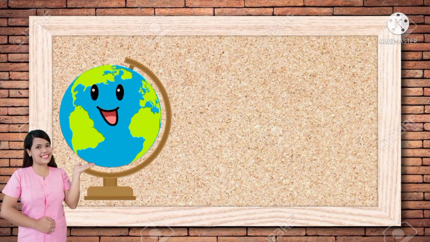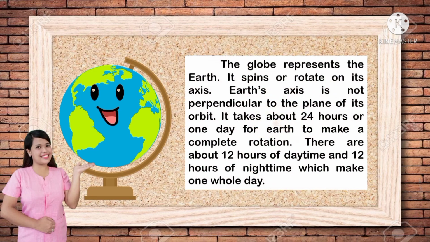From our activity earlier, the globe represents the Earth and it spins or rotates on its axis. Earth's axis is not perpendicular to the plane of its orbit. It takes about 24 hours or 1 day for Earth to make a complete rotation. There are about 12 hours of daytime and 12 hours of nighttime, which make one whole day.